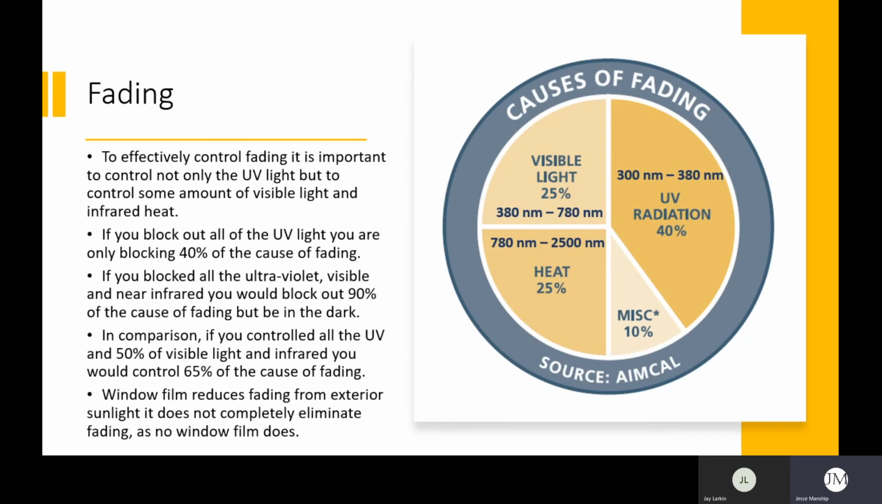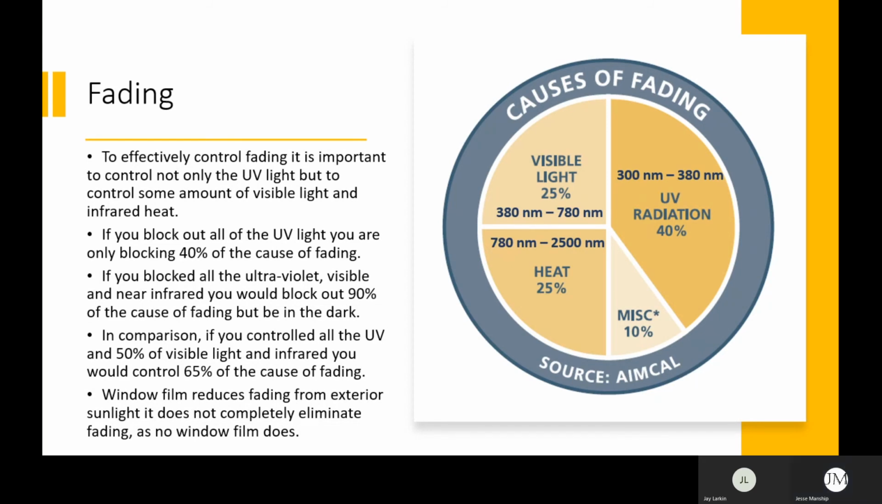When we talk about ultraviolet light, it's important to discuss fading as well. To effectively control fading, it's important to control not only the ultraviolet light, but to control some amount of the visible light and the infrared heat. If you were to block out all of the UV light, you're only blocking out 40% of the cause of fading.